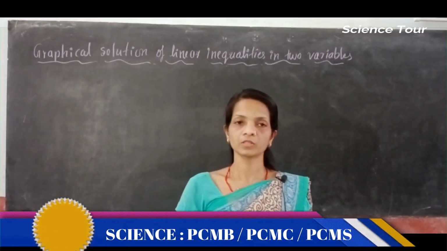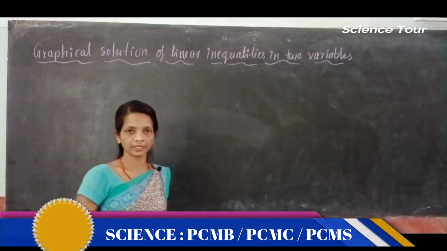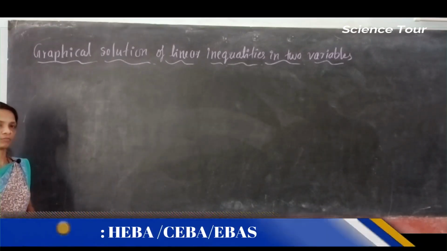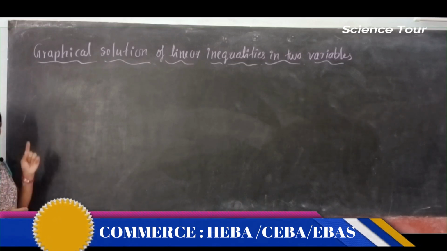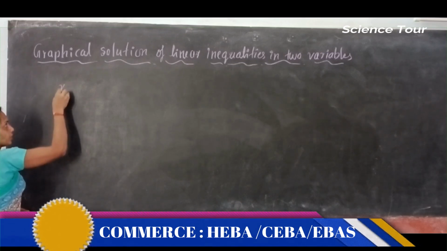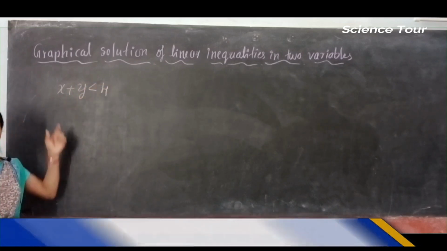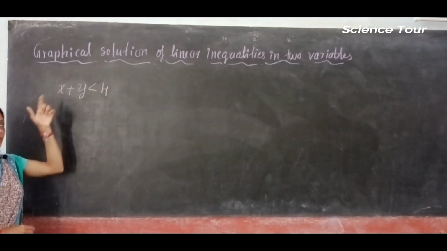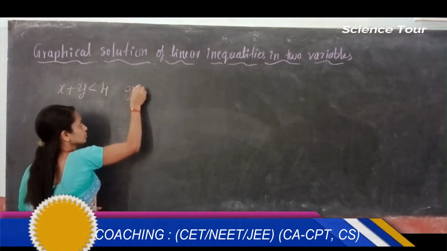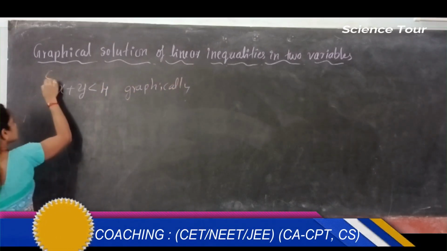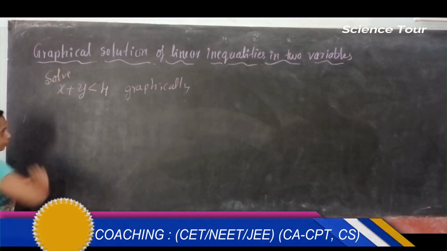Next, suppose you are given a linear inequality in two variables and you have to solve that inequality graphically. For example, I will take one simple inequality, x + y < 4. Suppose you are asked to solve this inequality graphically. How to solve this inequality graphically?